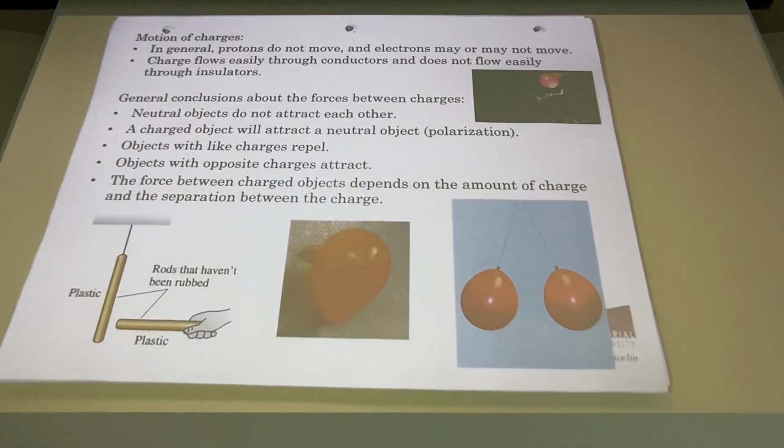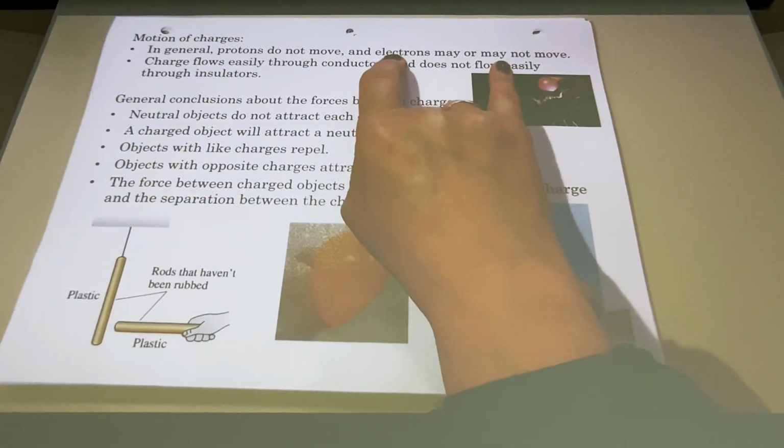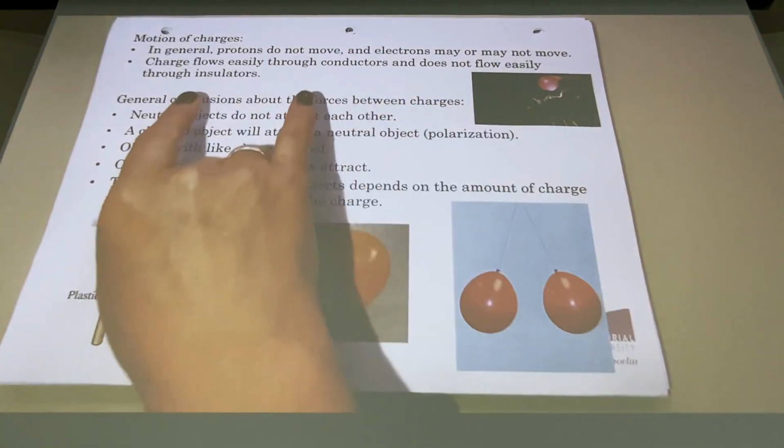In general, you can frequently think of counterexamples, but in general, protons don't move around. So wherever protons are, they more or less stay put. Electrons, some of those can move and some of them can't move. So that's the general motion.